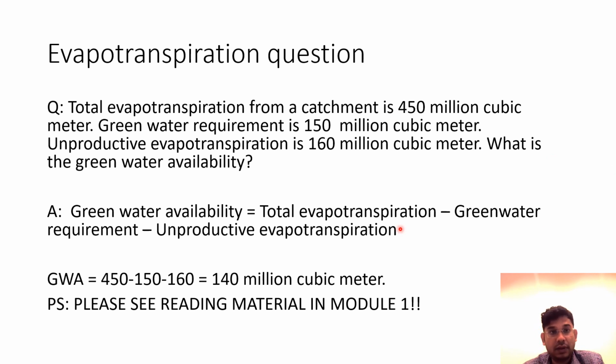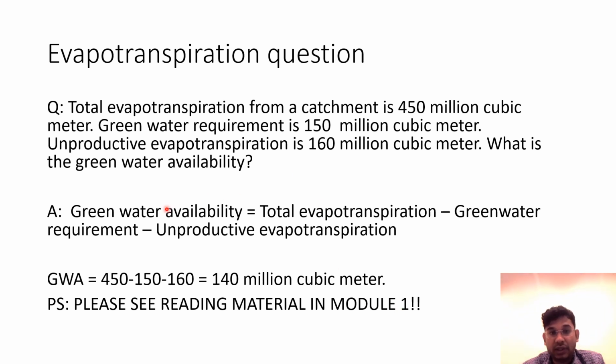And this is a question about evapotranspiration. Again, I really would request you to read the reading material in module 1. I gave you the page number as well. It's page number 79 and 80, and it is a very straightforward problem. So we talked about footprints, environmental footprints, water footprints, and one of the water footprint areas, the idea is to calculate how much green water is available, okay?